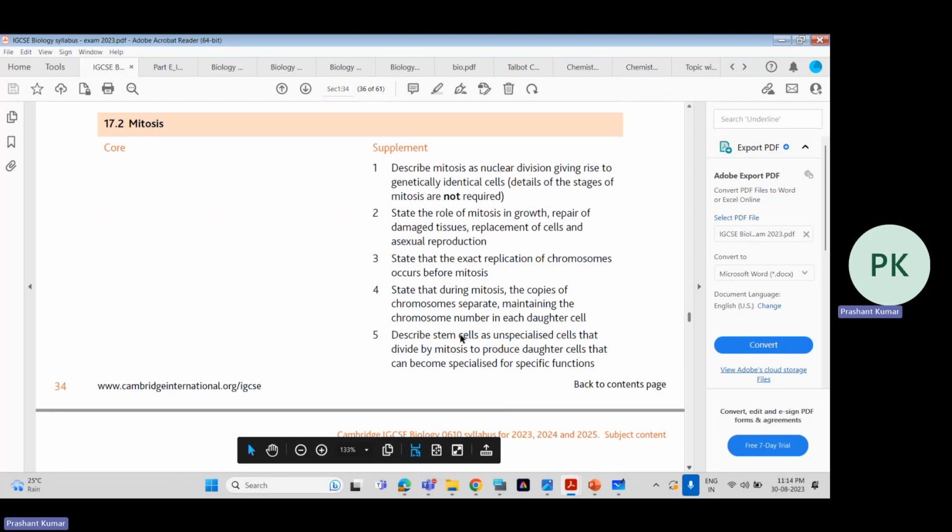Then we'll discuss mitosis, 17.2. In mitosis, we'll talk about nuclear division. Then we'll talk about the role of mitosis in the body in the sense of growth, repair of damaged tissue, replacement of cells, and asexual reproduction. Then we'll talk about the replication of the chromosomes before mitosis and why it is important. And then we'll talk about the copies of chromosomes getting separated, maintaining the same chromosome number, and stem cells, which are unspecialized cells that divide by mitosis to produce daughter cells.